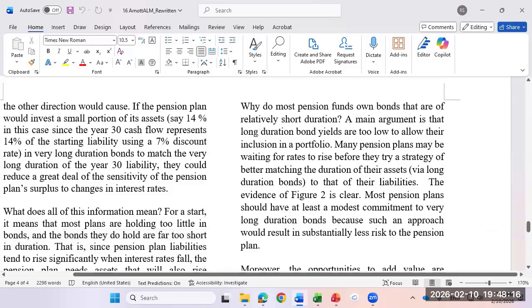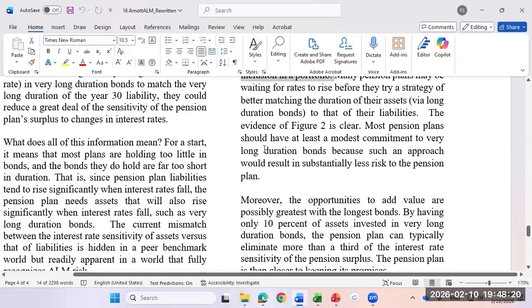So the long duration yields are too low to allow inclusion in the portfolio. That's been kind of the argument: I don't want to buy those long duration bonds because they're only giving me 4 or 5%, but they're going to reduce your risk significantly. Remember, you don't have to put 100% in there. He's saying you only have to do 10, 15%, and you can eliminate 68% of the risk. So that's his main argument. I don't agree with it.